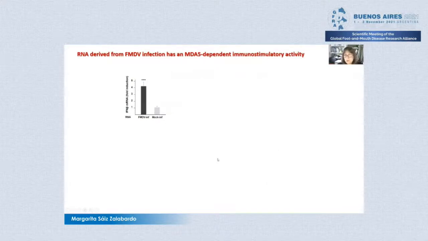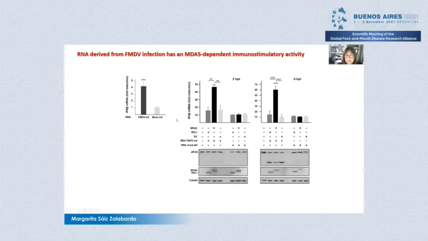Next, we wanted to learn whether the RNA derived from FMDV infection had indeed an MDA5-dependent immunostimulatory activity. First, we checked that RNA extracted from FMDV-infected cells had immunostimulatory activity, and that was the case compared with RNA from mock-infected cells.